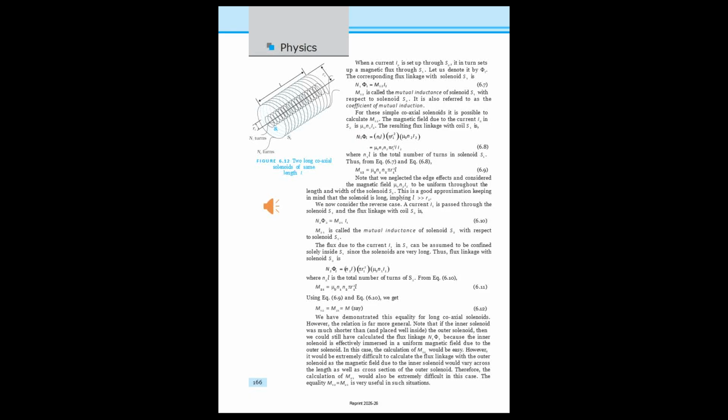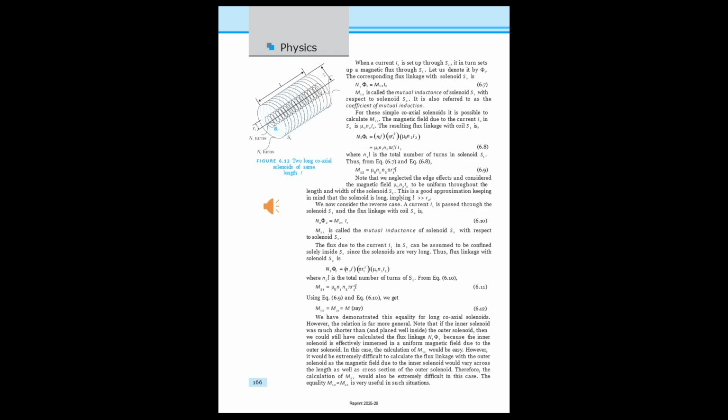When a current I2 is set up through S2, it in turn sets up a magnetic flux through S1. Let us denote it by phi1. The corresponding flux linkage with the solenoid S1 is given by the equation N1 phi1 is equal to M12 I2. M12 is called the mutual inductance of the solenoid S1 with respect to the solenoid S2. It is also referred to as the coefficient of mutual induction.